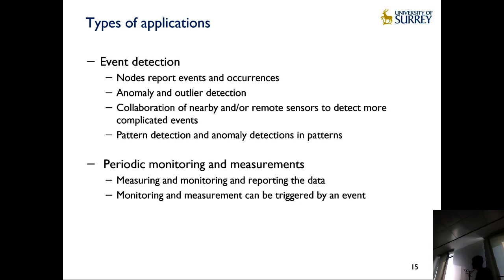Some of the typical applications in IoT are looking at event detection. We have infrastructure, we deploy sensors, and we are looking for events, for changes in the environment. Yesterday we briefly mentioned some of the change detection and pattern detection algorithms, which can be applied here to find anomalies, to find unusual patterns.